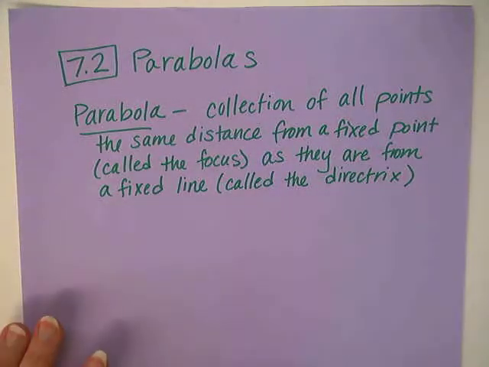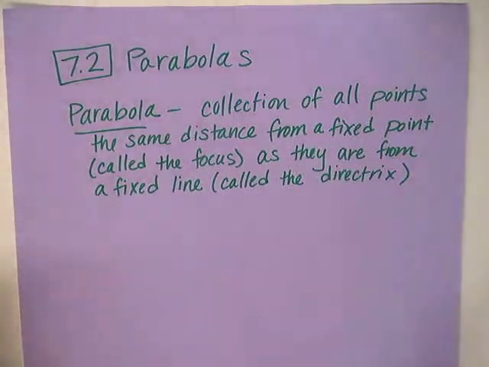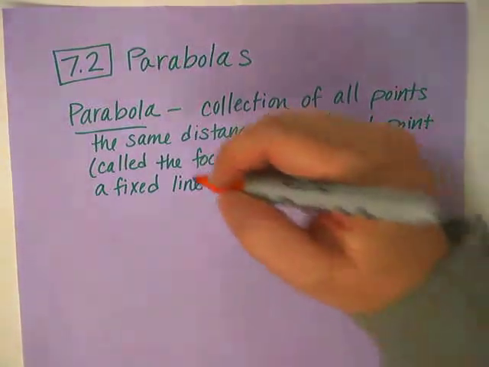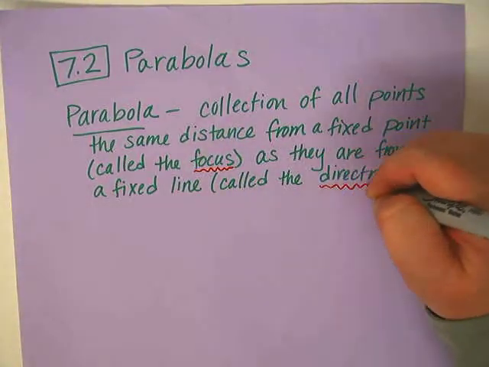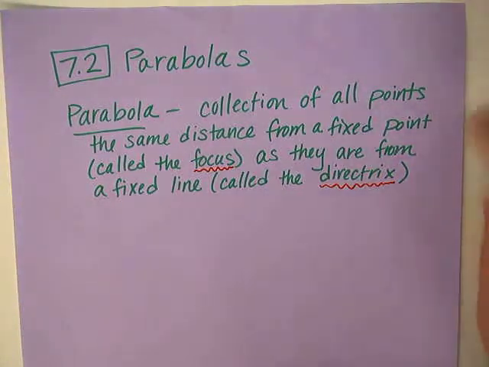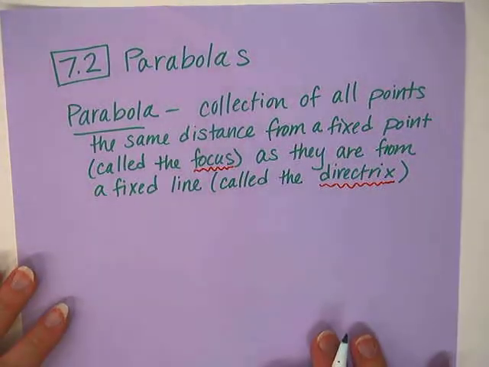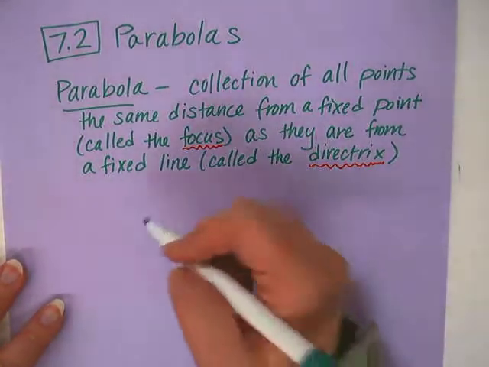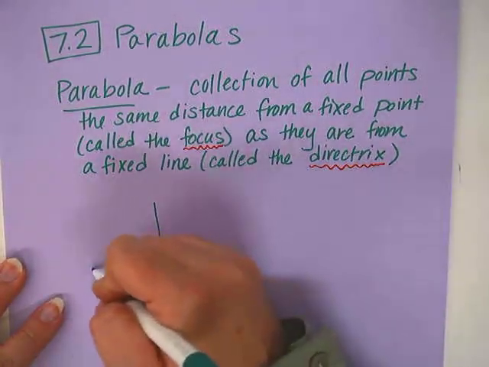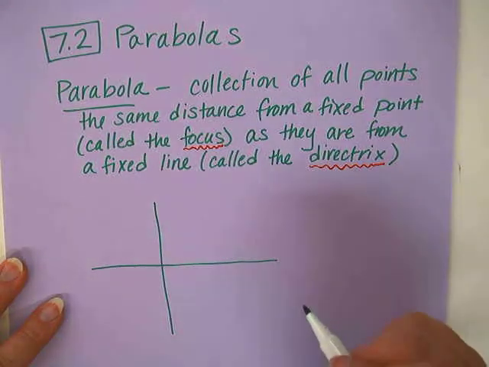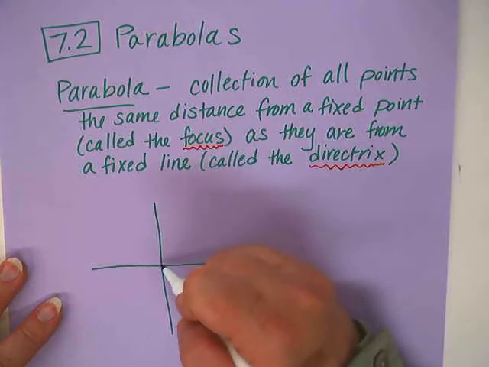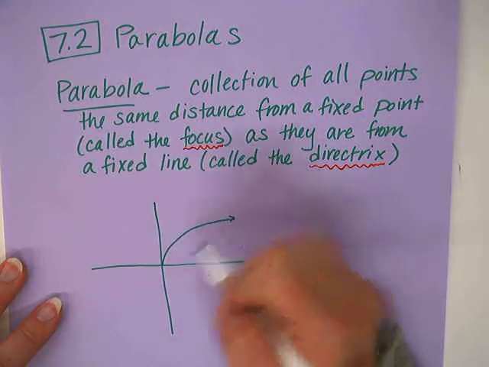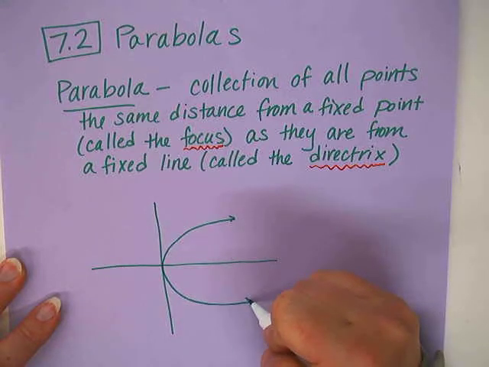Alright, so a parabola is the collection of all points the same distance from a fixed point, which is called the focus, as they are from a fixed line called the directrix. Okay, let's sketch this in and then we'll learn some other words that have to do with parabolas. Typically we are used to parabolas that go upward because we are used to calling them functions. So just for fun, let's do one that is sideways, because they can go any direction.